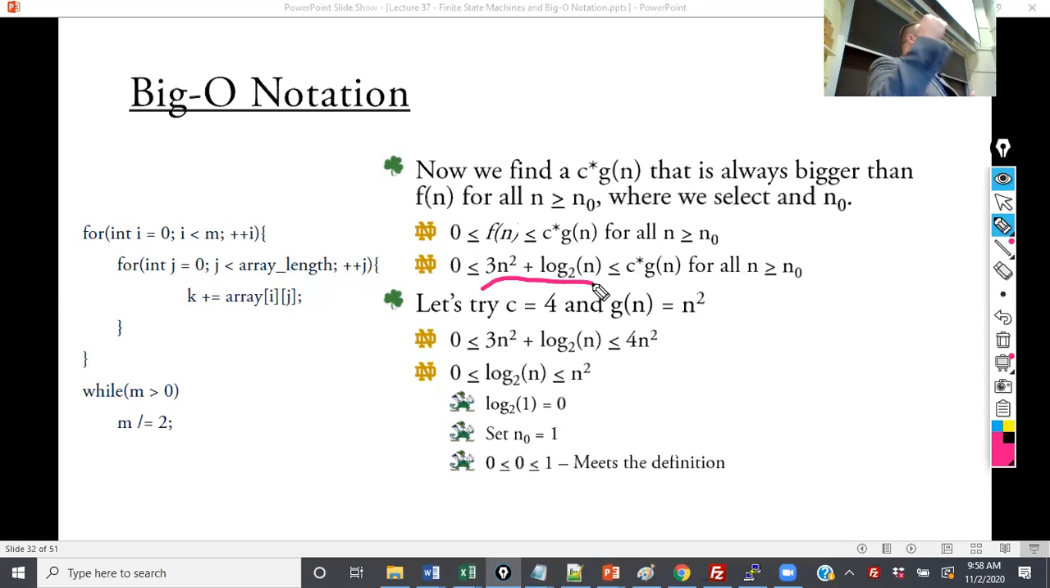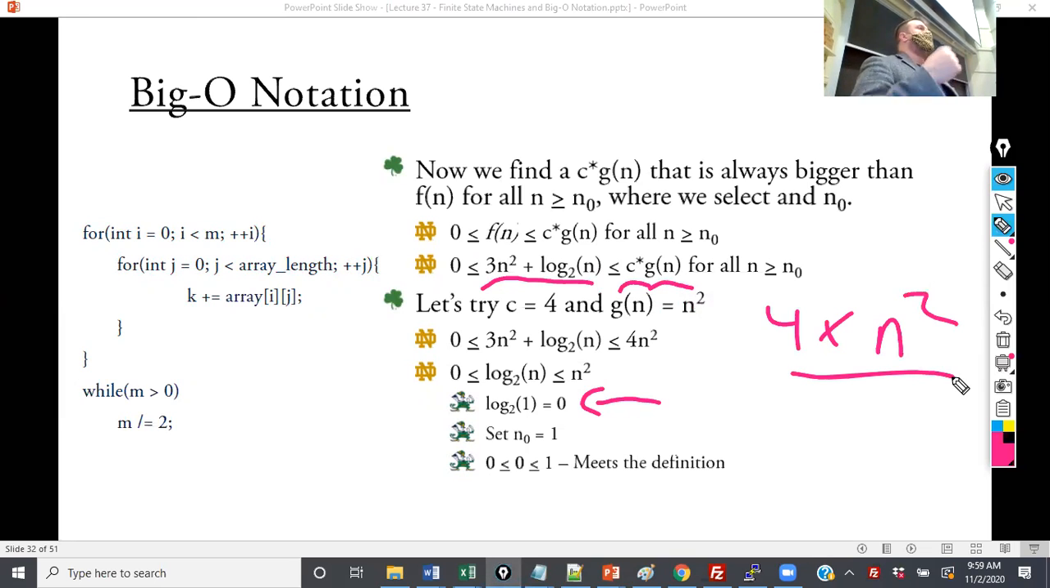So if I set n equal to 1, we know that log base 2 of 1 is equal to 0. So 3n squared plus log base 2 of n, where n is equal to 1, gives me 3 times 1 squared plus 0. And for c, let's say I set c equal to 4. In this case, 4 times g of n, and I'm going to pick n squared here, will always be greater than 3n squared plus log n, no matter how big n gets.